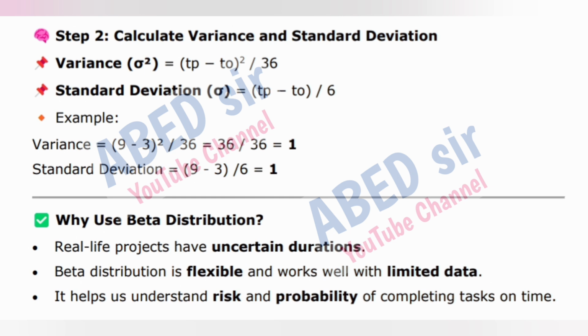Why use beta distribution? Real-life projects have uncertain durations. Beta distribution is flexible and works well with limited data. It helps us understand risk and probability of completing tasks on time.